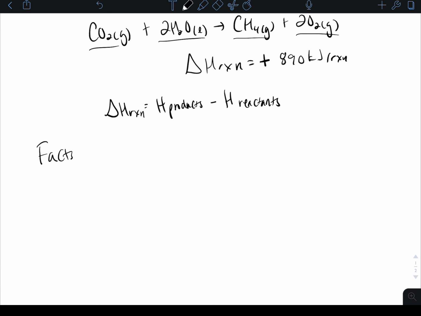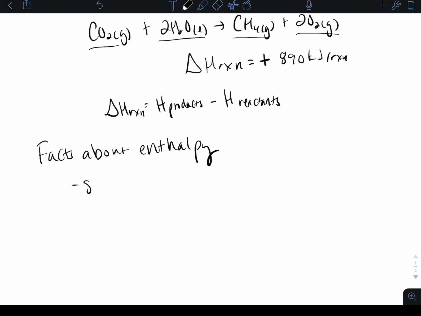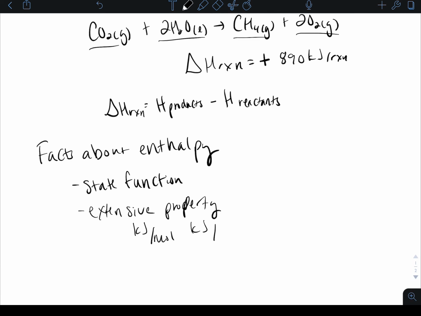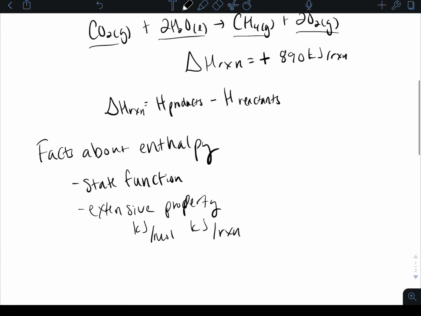So, some facts about enthalpy. So, some better understanding of it. It is a state function. It only matters about the beginning and end states, such as reactants and products. It doesn't matter how we get to those. It's extensive. It's an extensive property. So we'll always see it as a kilojoule per mole or a kilojoule per reaction, right?